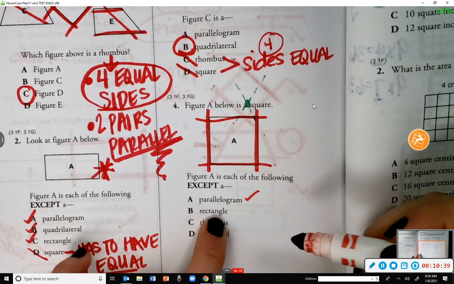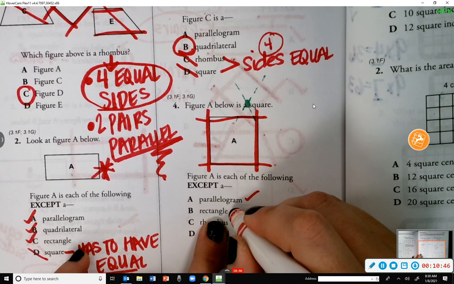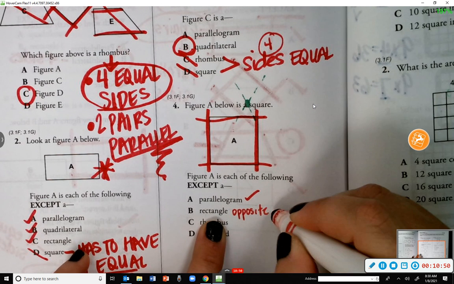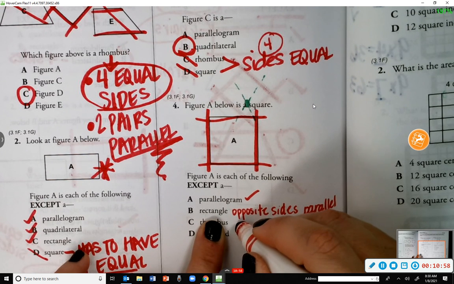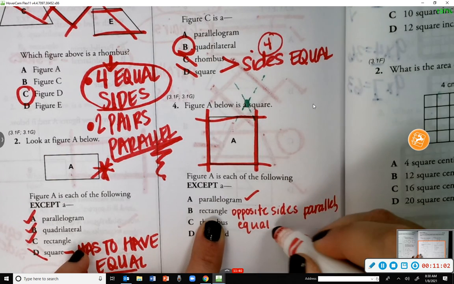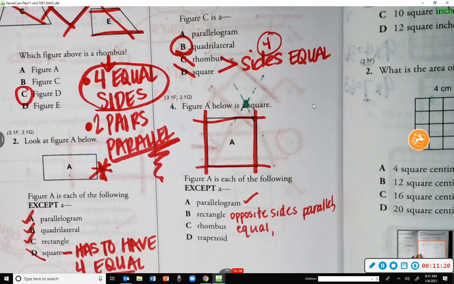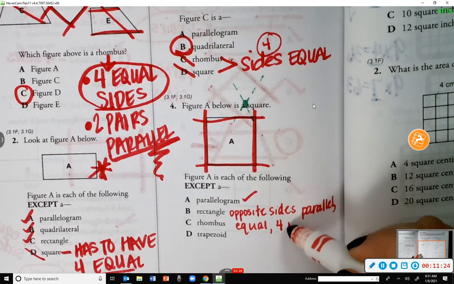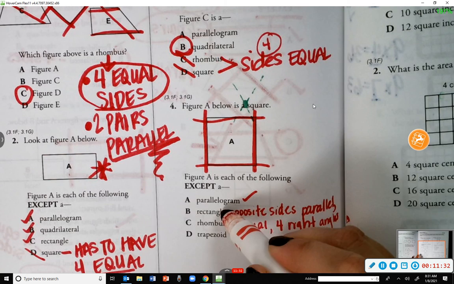Okay? Can a square be a rectangle? Yes, because to be a rectangle, you have to have opposite sides parallel and equal. Does it have parallel sides and equal sides? The sides on the rectangle are equal. The opposite ones, the top and bottom, are equal, and the left and the right are equal. So opposite sides are equal. Are opposite sides on a square equal? Yes, because all of them are equal. Okay, it also needs to have 4 right angles. Does the square have 4 right angles? Yes. So a square can be a rectangle.